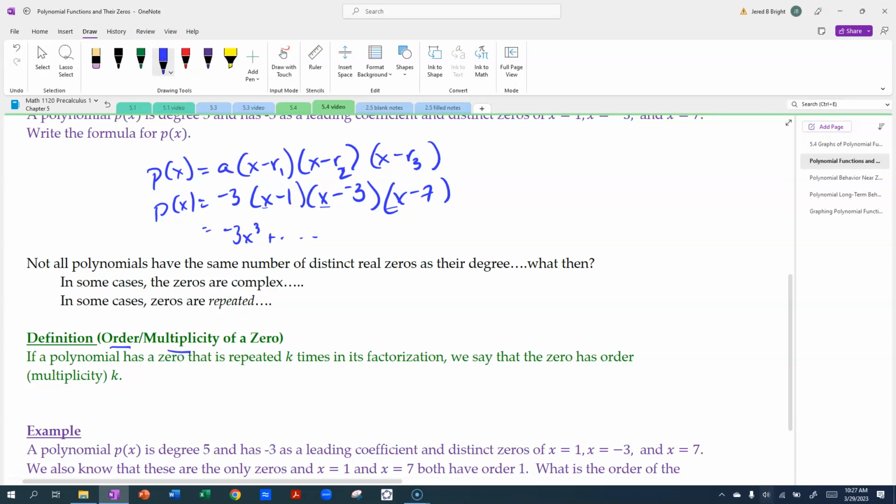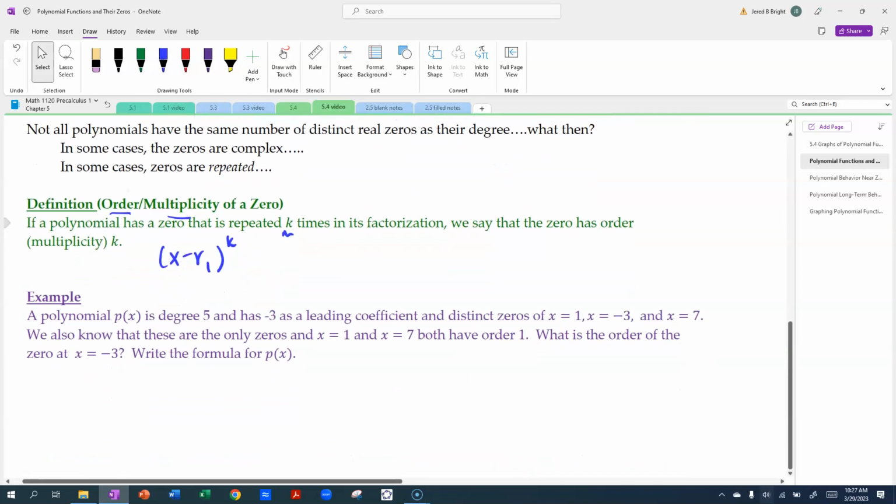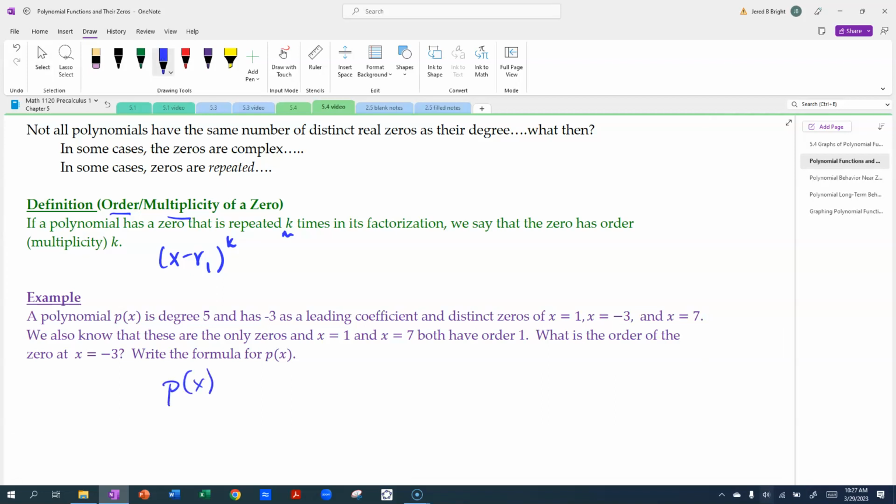But if we have a zero that occurs more than once, and in fact here it says k times, then the zero would have an order or multiplicity k, and so it would look like something like x minus r1 to the k in our factorization. Okay. So here now we're just shifting our example from before a little bit. We still have p of x having a leading coefficient that is -3, and it has distinct zeros of 1, of -3, so again, minus and negative is plus, and then 7, so -7.